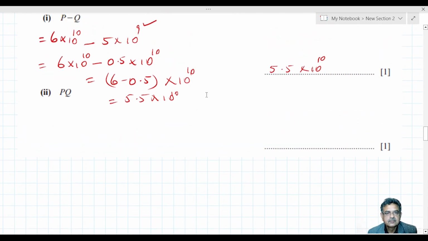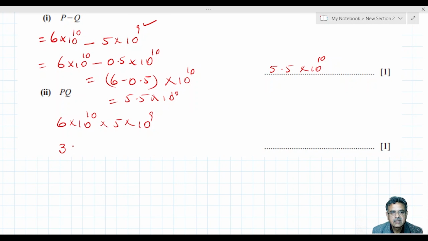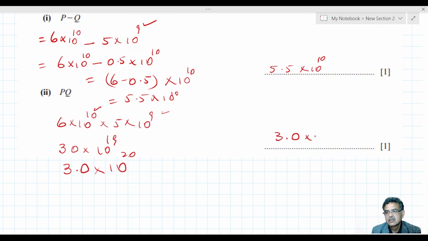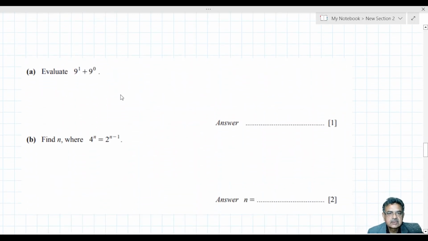Okay, PQ. P multiplied by Q. Now P is this multiplied by Q. 6 5s are 30, 10 power 19. When multiplied, these powers will be added. So this is 30. Its value is reduced and the power will be increased here. 3 into 10 to the power 20. That is the answer. Okay, next question.